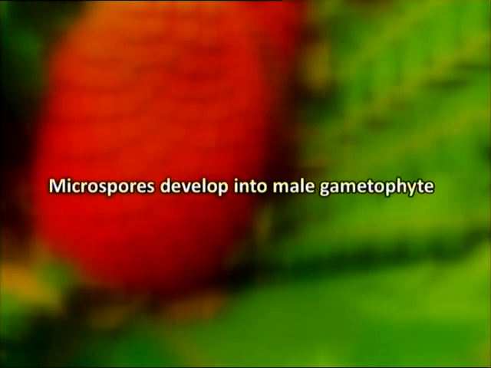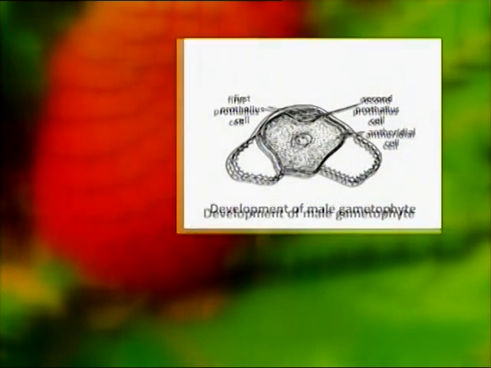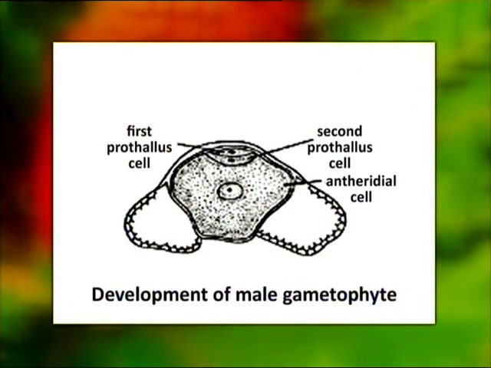Microspores develop into male gametophyte. During the germination of microspores, one or two prothallial cells are cut off at one end, leaving the large antheridial cell which divides into generative cell and larger tube cell. The generative cell divides into stalk cell and body cell. Body cell produces two male sperms. The tube cell forms the pollen tube which acts as carrier of sperms.